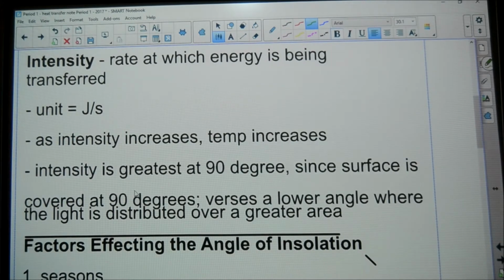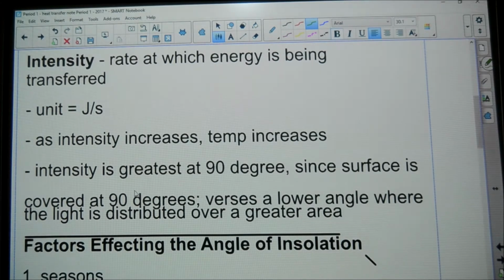Now, my intensity is going to be greatest when the sun or my heat source is directly above me, so at a 90-degree angle, because you're concentrating that energy just right below you. The lower my angle, I'm dispersing that same amount of energy over a larger surface area. So it's less concentrated, it gets diluted. Remember, it's most intense directly above; lower angle, less intense, it gets diluted.